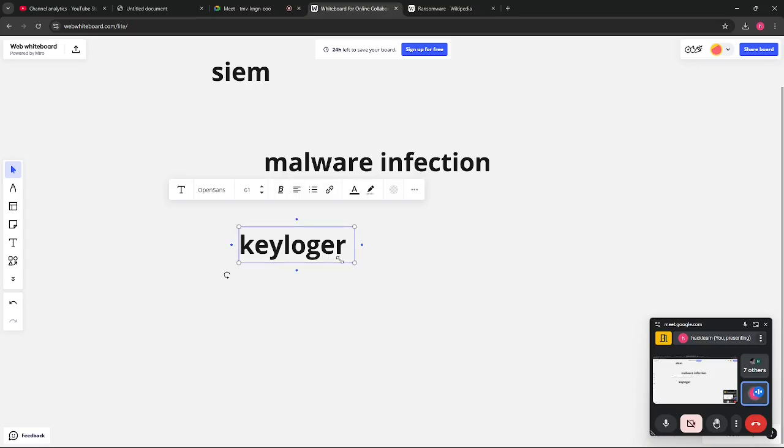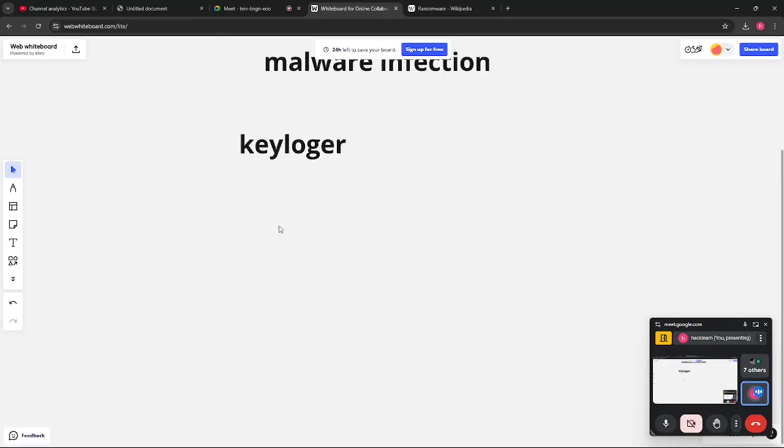And in between that, there is a man in the middle, and all the data that is being pressed here may be sent to the attacker side, and he can misuse all this data and take advantage of that. And after that, there may be some insider threat also.